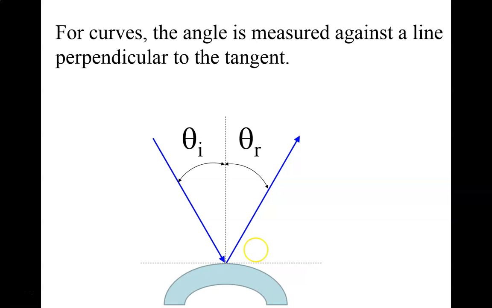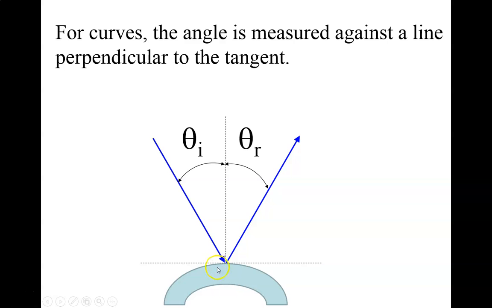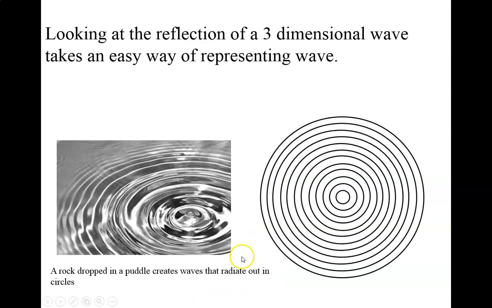Again, the reason they don't just use this angle here and measure it to the surface is, let's say you've got a curved surface, and let's say the curves aren't even the same on both sides. So it's always measured to the tangent.